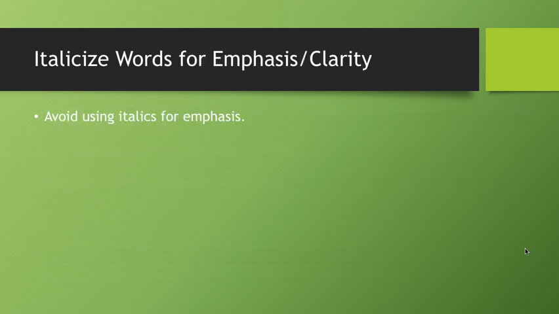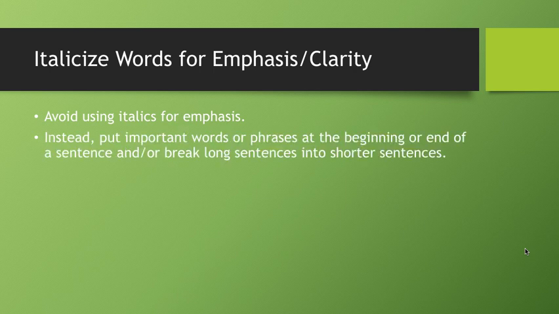All right, and then lastly, italicizing for emphasis or clarity. Generally, you're encouraged not to do that, particularly if you're doing any kind of technical writing or writing for the workplace. Instead, the better tactic is to put important words or phrases at the beginning, or if needed at the end of a sentence, and or to break long sentences into shorter sentences so it's clear what you mean without emphasizing or drawing attention to certain words.